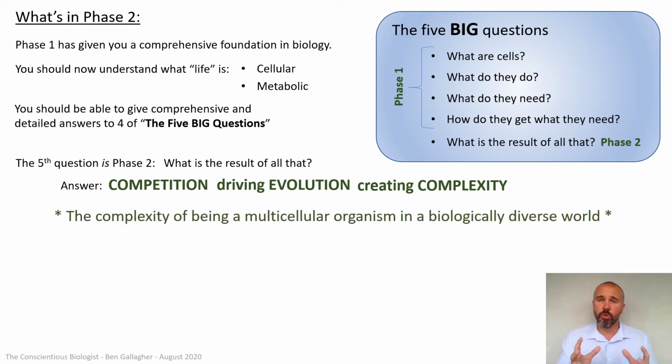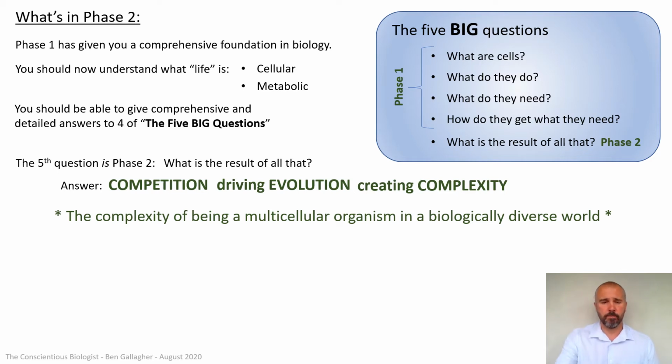So really, phase 2 is this statement. It's about explaining the complexity of being a multicellular organism in a biologically diverse world. Okay, how complex life has become. To do so, it must become multicellular organisms like us that are made up of many, many cells, and that those multicellular organisms fit into a world where there are millions of other organisms and how we all interact. So what's the result of that?